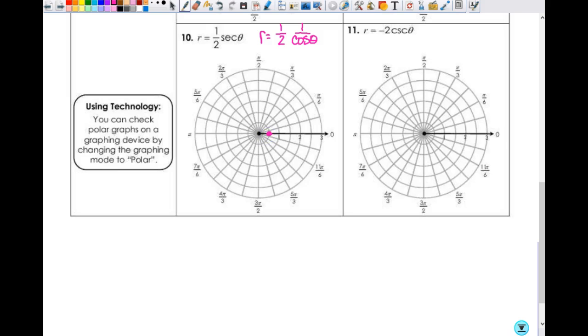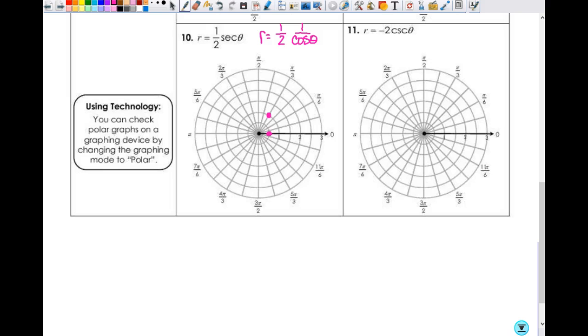What's the cosine of pi 6? Square root of 3 over 2. Yuck. What's the cosine of pi thirds? 1/2. So what's the reciprocal of 1/2? 2. And what's 2 times 1/2? 1. So at pi thirds, I'm at 1.